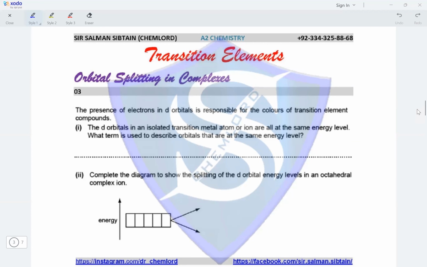Question 3. The presence of electrons in d orbitals is responsible for the color of transition element compounds. The d orbitals in an isolated transition metal atom or ion are all at the same energy level. What term is used to describe orbitals that are at the same energy level? So the term used to describe them is degenerate d orbitals.